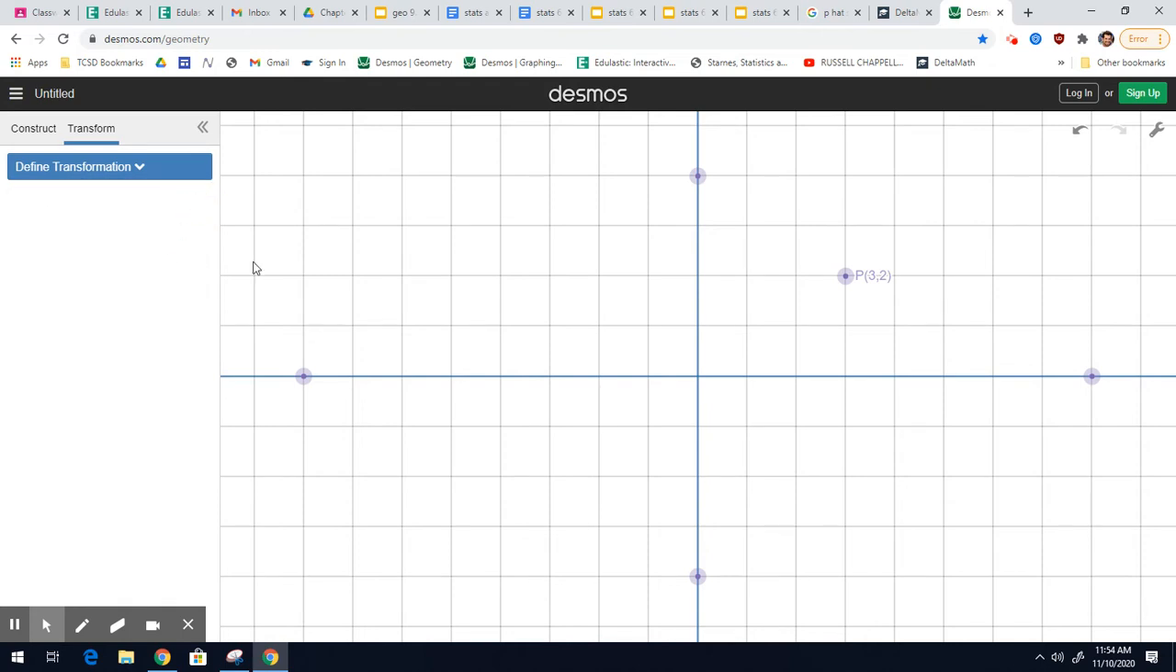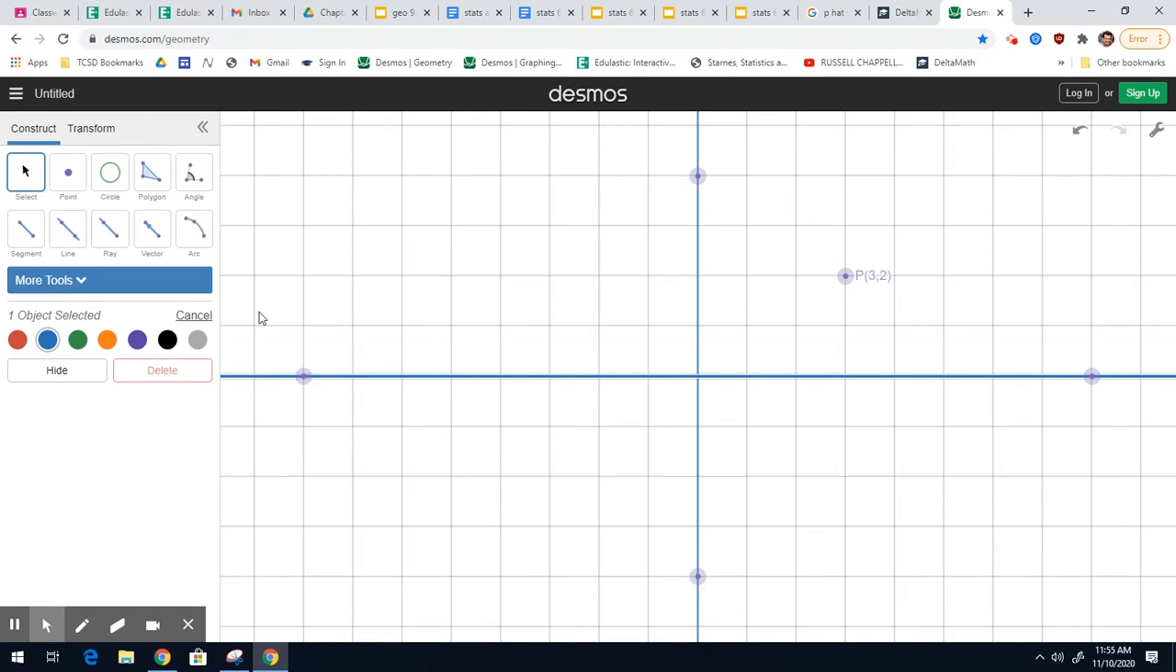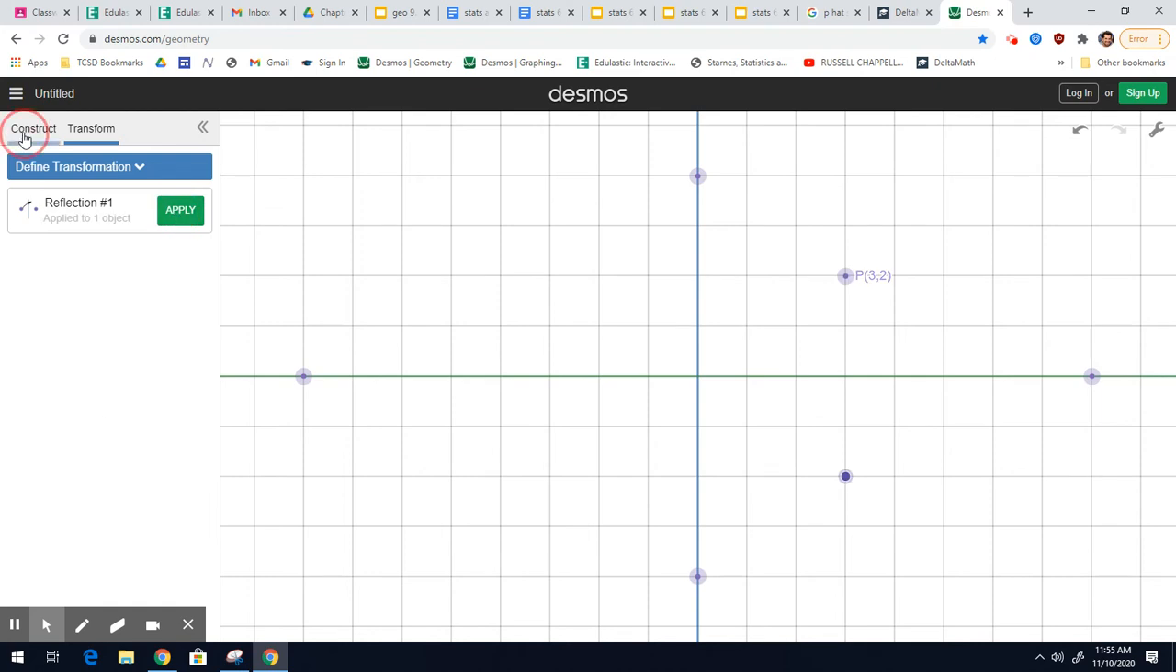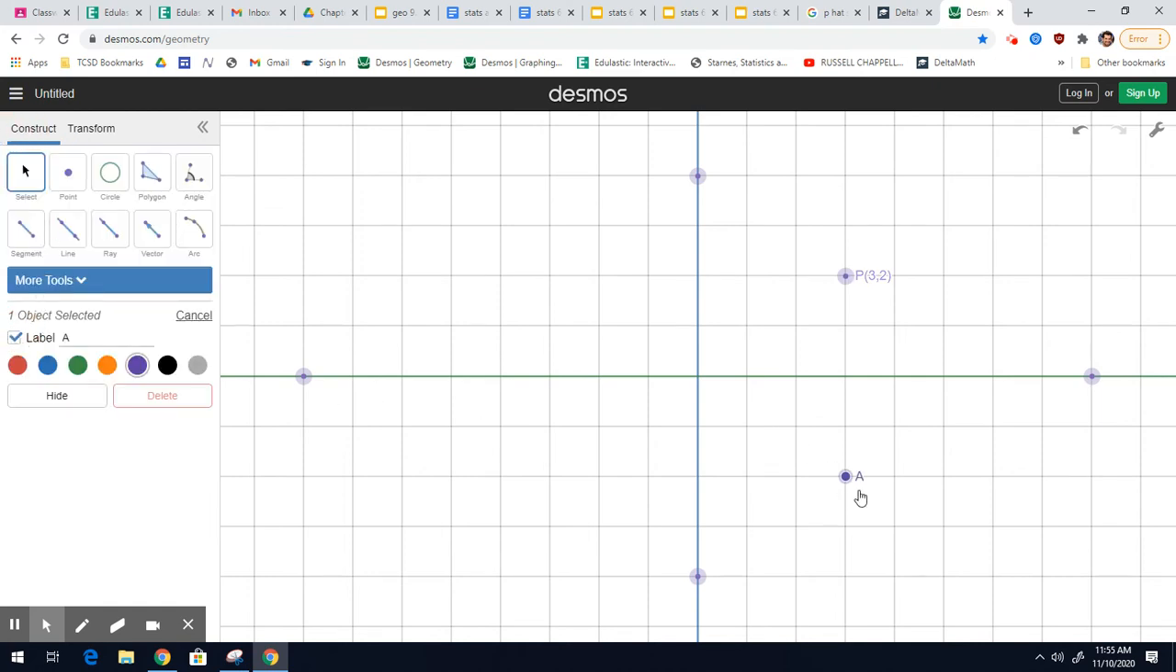Yes, there we go. Okay, so let's define our transformation across the x-axis. Let's go ahead and label the x-axis green. Let's define a transformation. It's going to be a reflection across that line. Boom. So now I'm going to take my point P and I'm going to reflect it across that line. And there is my P prime, my image.